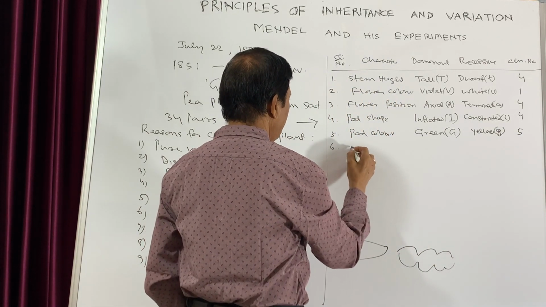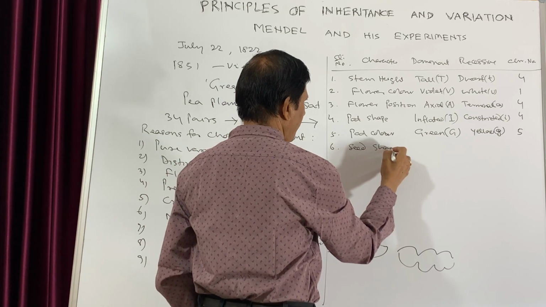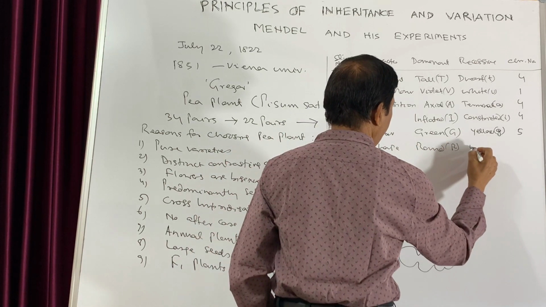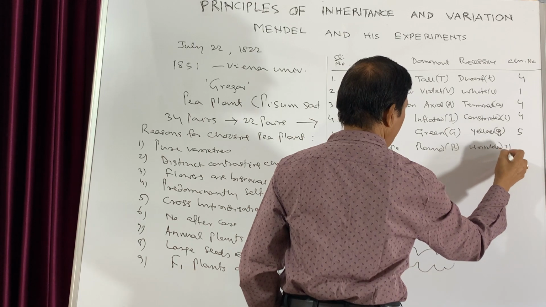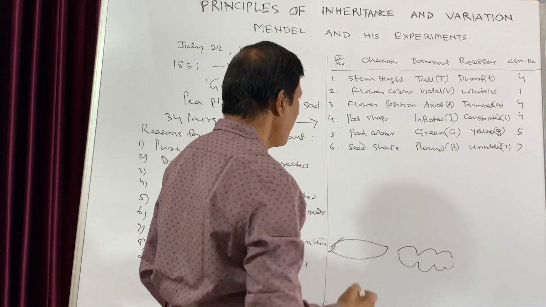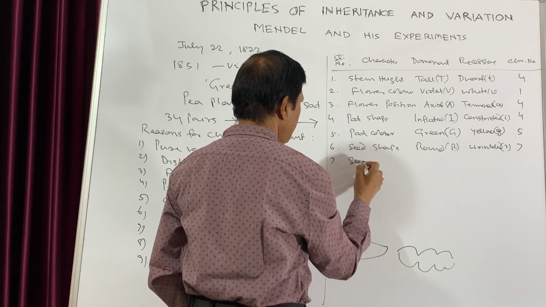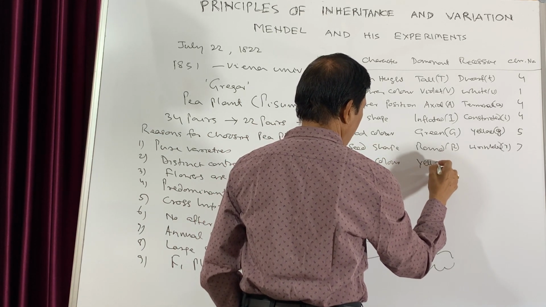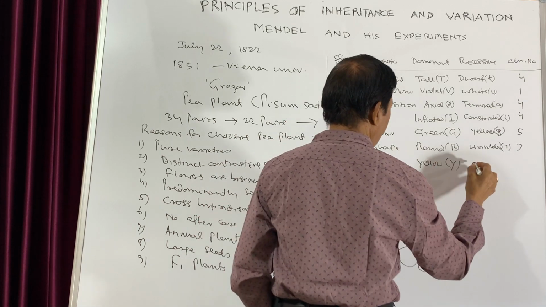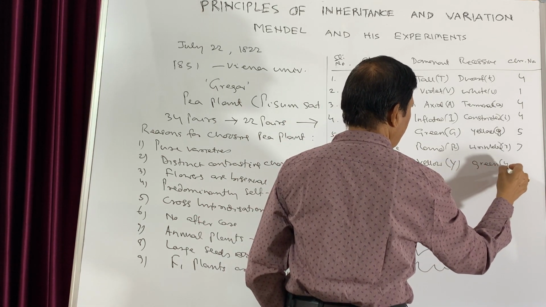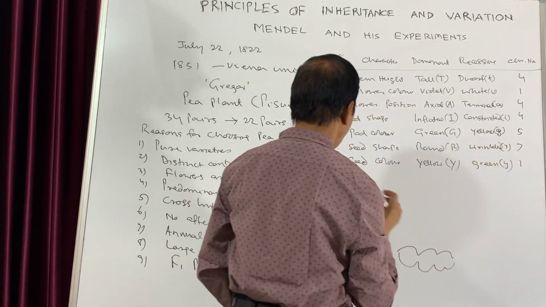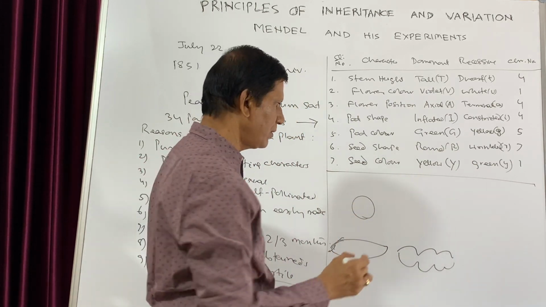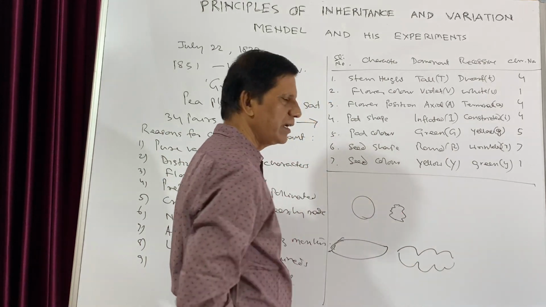Then the next is seed shape. It may be round, capital R, because it is dominant, or it may be wrinkled, small r, and present in chromosome number 7. And the last is the seed color. The seed color may be yellow, which is dominant, capital Y, or it may be green, small y, and it is present in chromosome number 1. So here the seed shape is round or wrinkled. If it is like this, it is round, but if it is wrinkled, it looks like this.